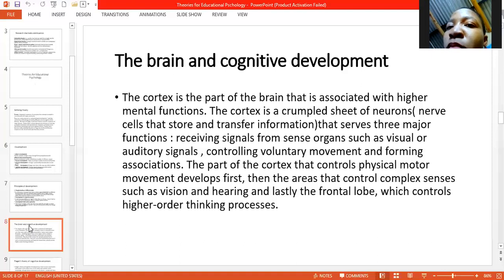The part of the cortex that controls physical motor movement develops first. Then the areas that control complex senses, such as vision and hearing. And lastly, the frontal lobe, which controls higher order thinking processes. That is the brain and cognitive development.